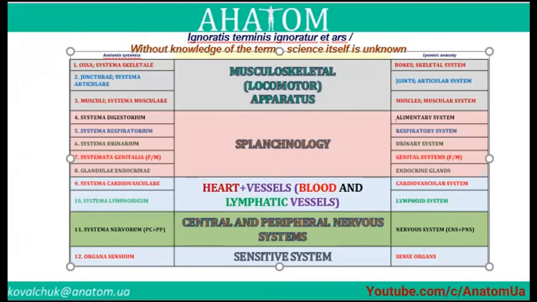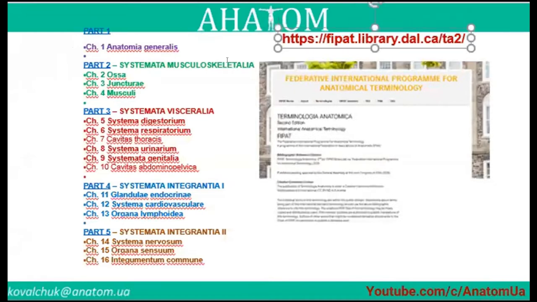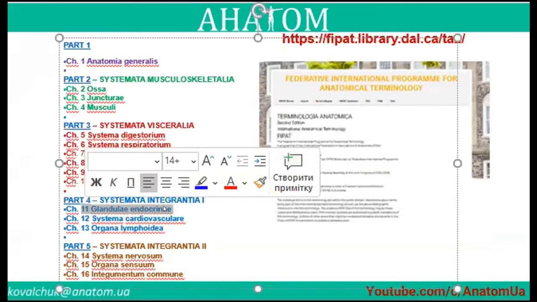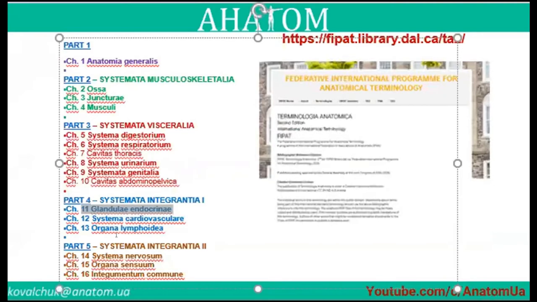Next come the respiratory, urinary and genital systems, and for a long time the endocrine glands were also present in splanchnology. But in modern terminology there are differences, and the endocrine glands are integrating systems, together with the cardiovascular system and lymph organs. Now, systemata viscerata, or splanchnologia in Latin, includes only four systems: digestive, respiratory, urinary and genital.